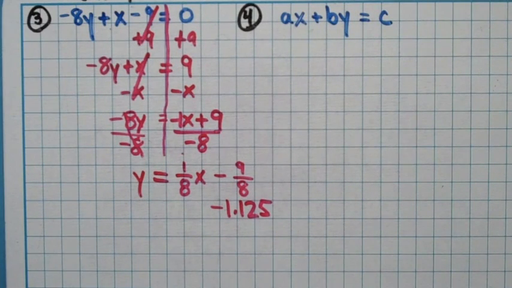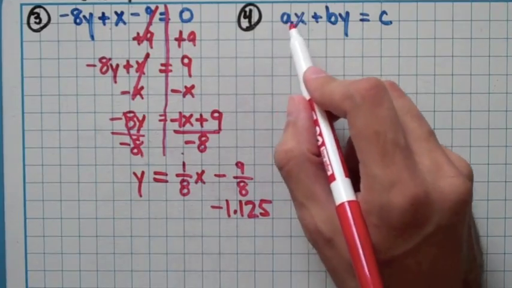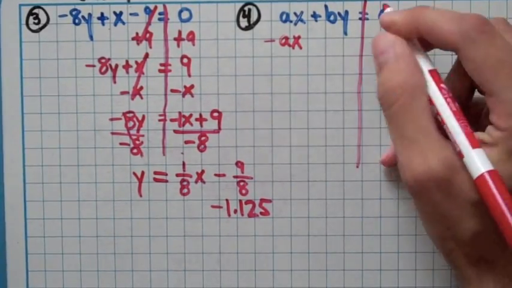We have one more problem in this video. It looks a little more intense because of the extra variables in here. We have a's, b's, a bunch of variables running around. But the problem still works the same way. I want to get y by itself. There's an ax sitting out there. I'm going to subtract ax on both sides.